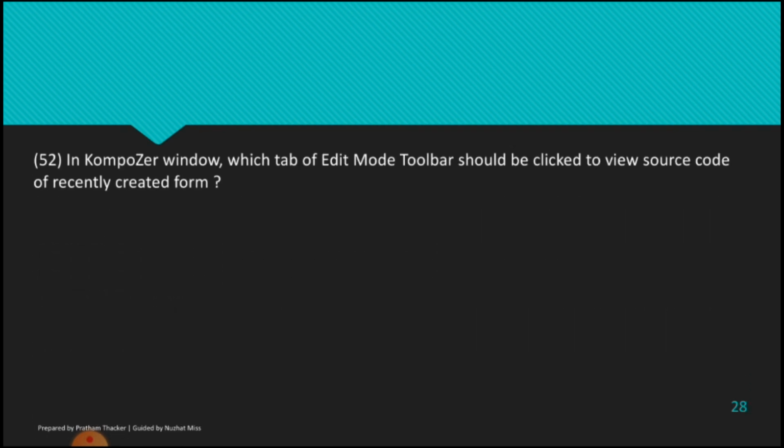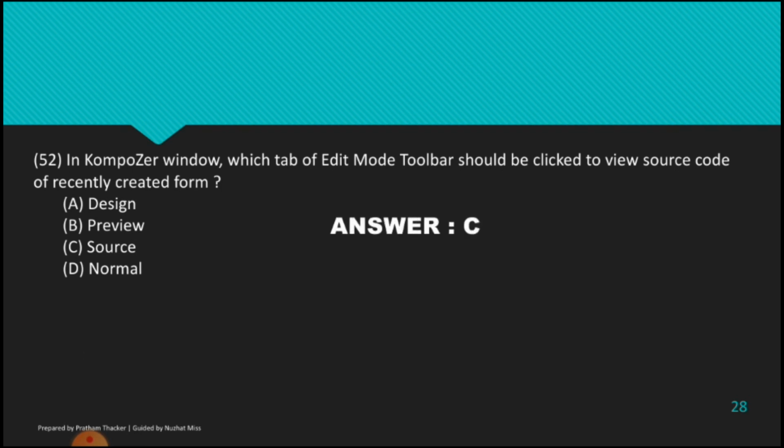Question number 52. In Composer window, which tab of edit mode toolbar should be clicked to view source code of recently created form? Option A design, option B preview, option C source, or option D normal. Answer is option C source.